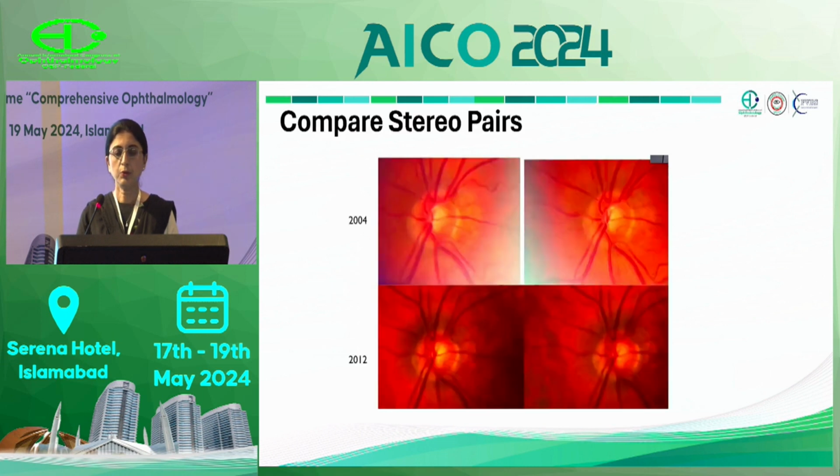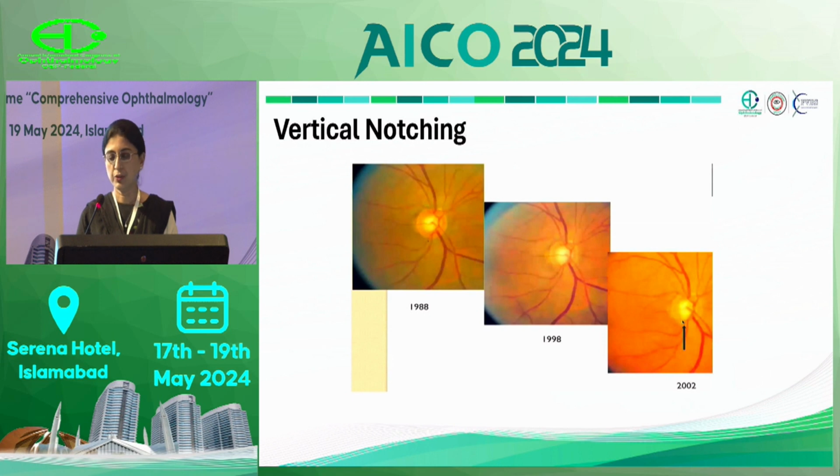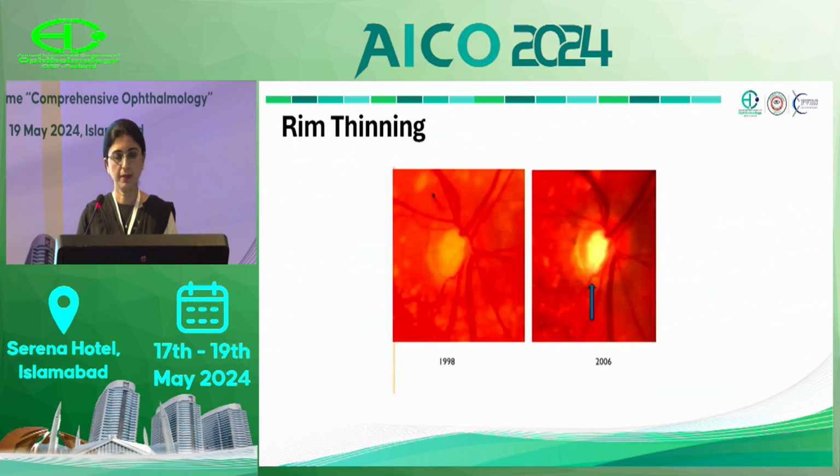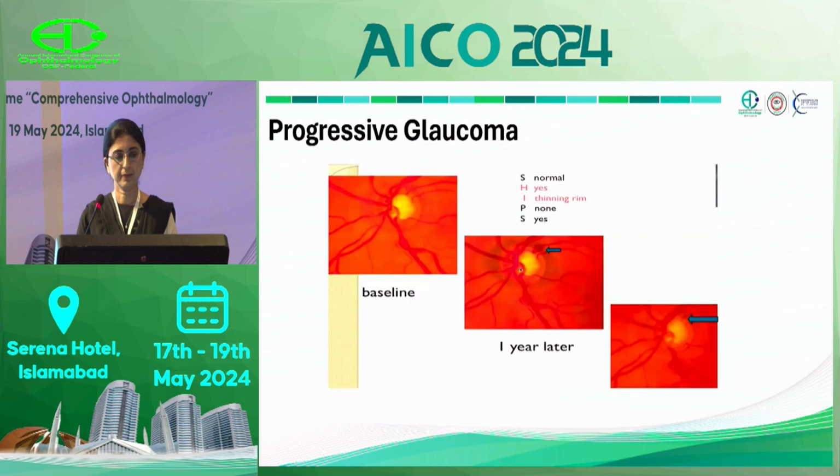We can compare stereo pairs, and on comparison, we see that there is no change, so it means this is not glaucoma, it hasn't progressed. It's not glaucoma at all. On the other hand, vertical notching is a sign of glaucoma, rim thinning. And this is progressive glaucoma. We see hemorrhage, and then we see thinning along with it.